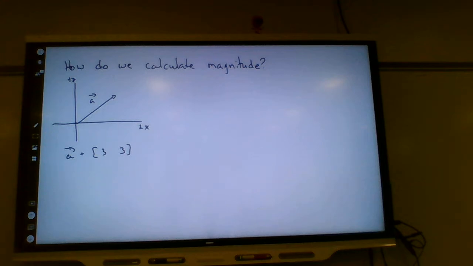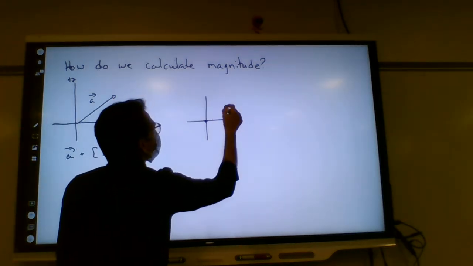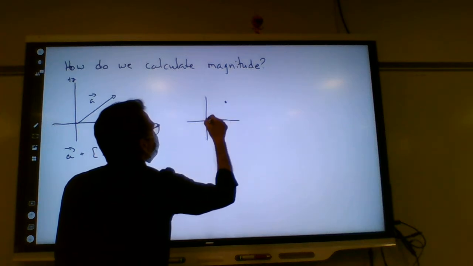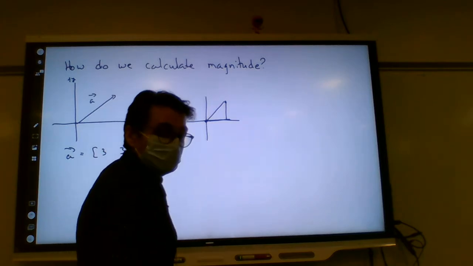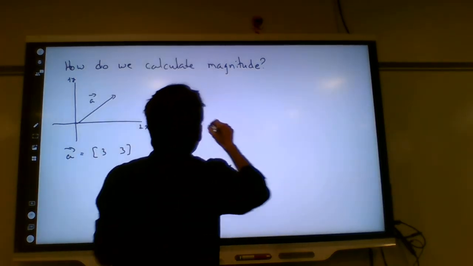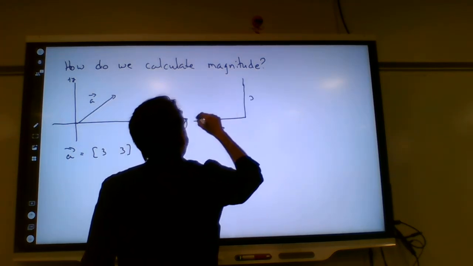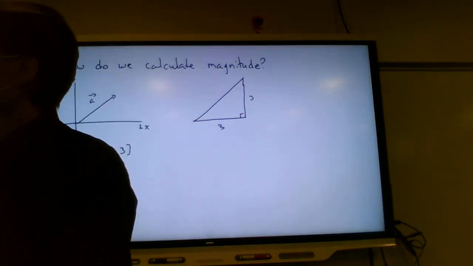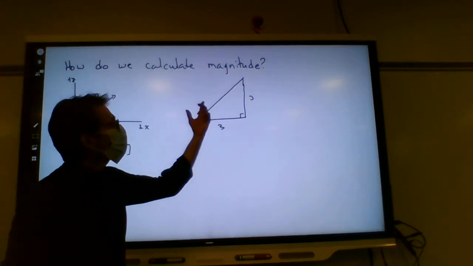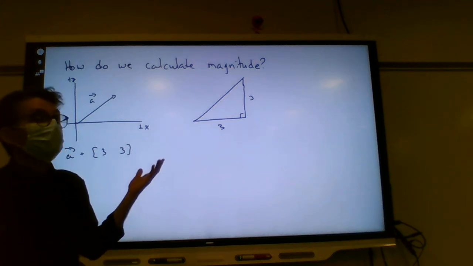All right, so how do we calculate magnitude? You think about this, that really we are thinking about if you've gone from one point to another point. So what do we have? Because we don't really need the axes. What have we done? We went over 3 and up 3. So how far did we go? Well, we have a right triangle here that says we went over 3 and up 3. So can we calculate how long this is? Yeah, we can use the Pythagorean theorem.